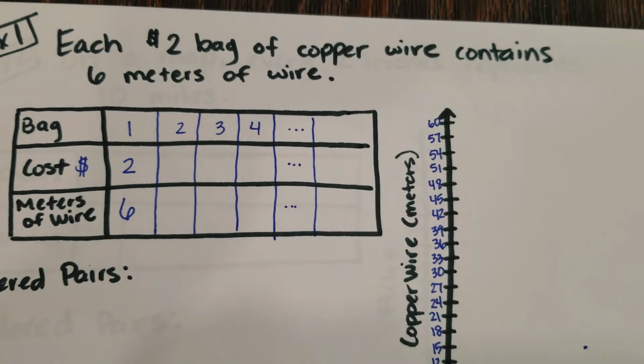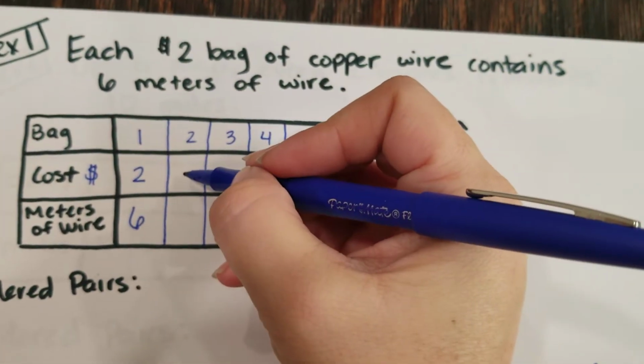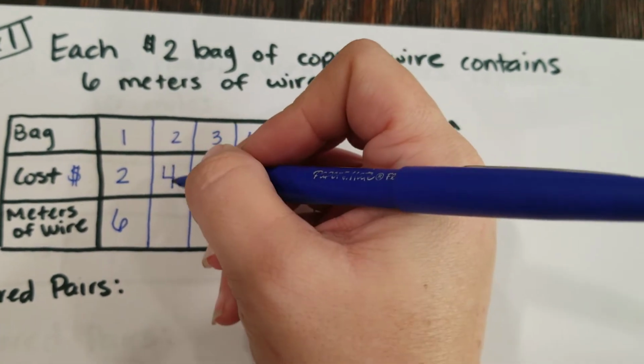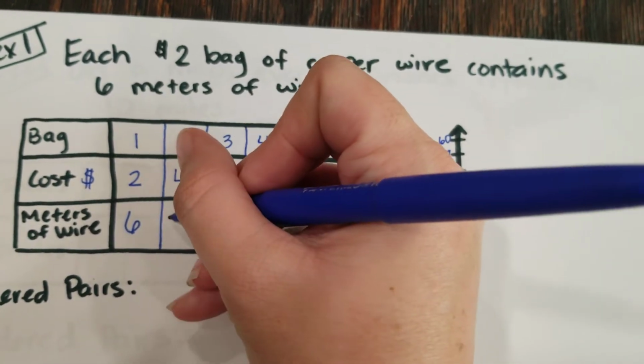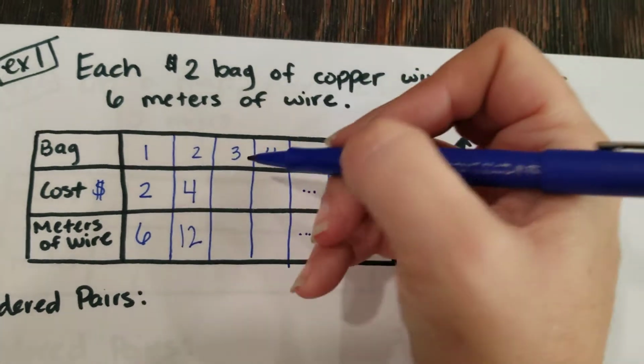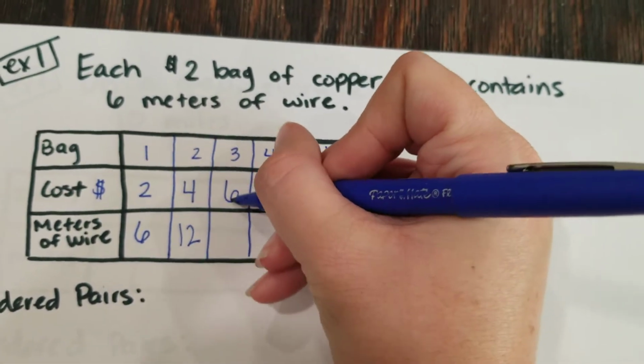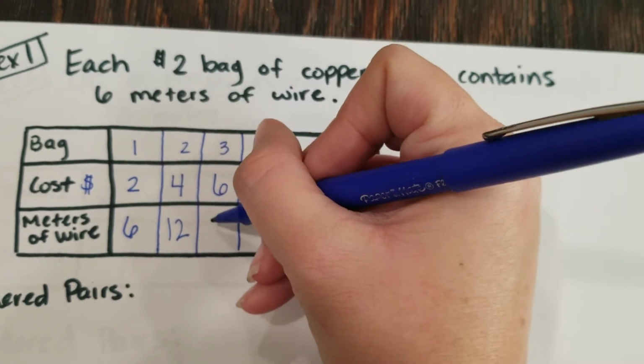What if I had 2 bags? Okay, 2 bags would cost me double, right, than the $2, so it would be $4. And then 2 bags would have 6 more, so 12, right? What if I had 3 bags? Well, $2 more for another bag, so it'd be 6. And 6 more meters of wire, so it'd be 18.